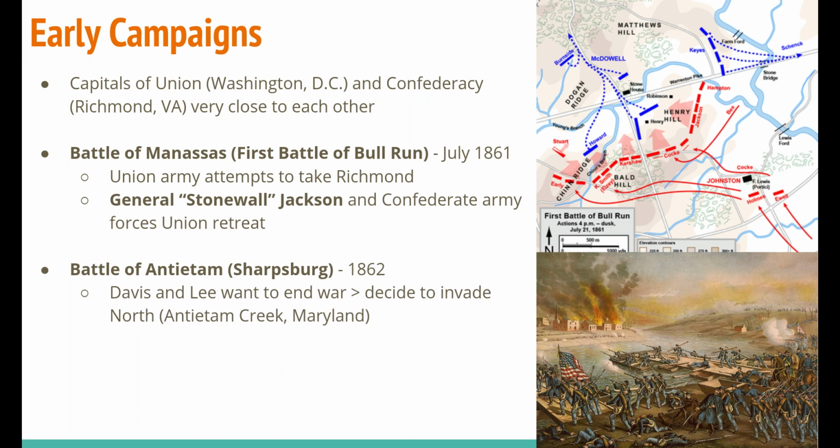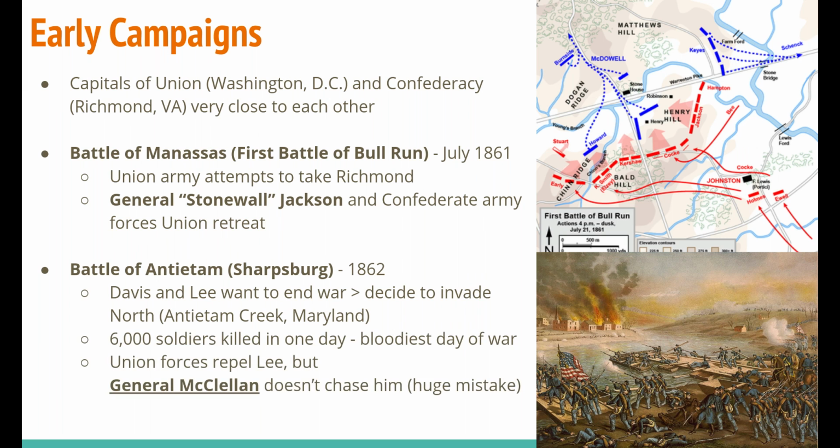So both Jefferson Davis and Robert E. Lee, the Southern president and Southern general, want to end the war. At this point, we're looking at essentially 2 years into the war. And they say, look, we have to invade the North at Antietam Creek, Maryland. They want to get up and around through Maryland and essentially surround the capital and conquer it, thus bringing a swift end to the war.